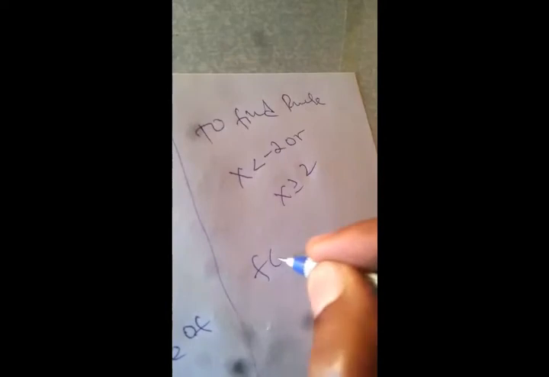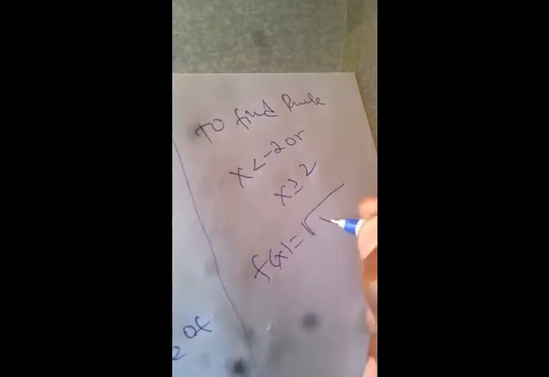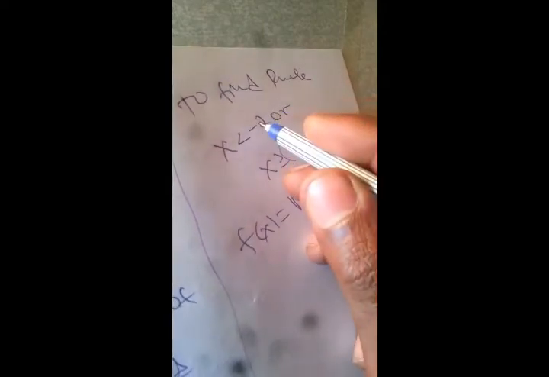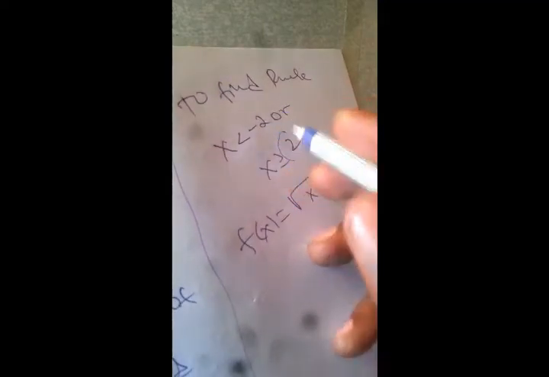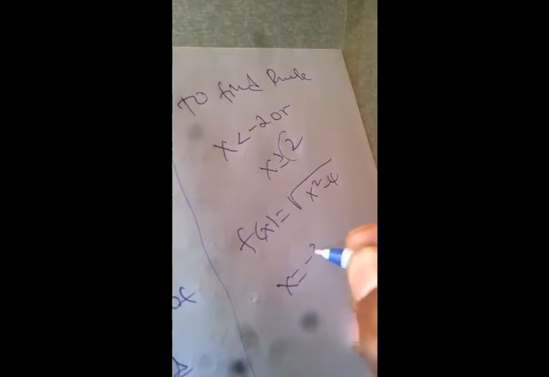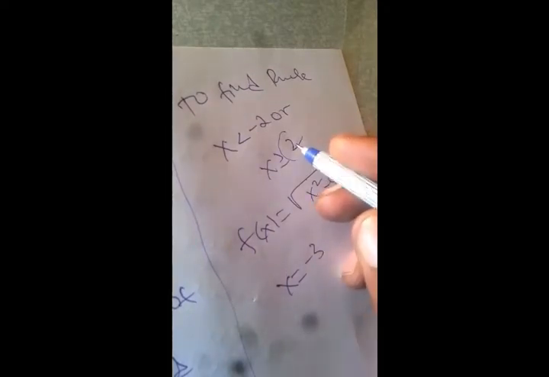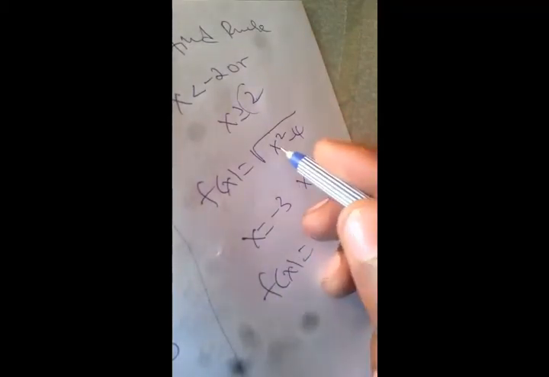Therefore, our equation is f of x equals the square root of x squared minus 4. Let's take any number less than minus 2, x equals minus 3, and any number greater than 2, x equals 3. Therefore, f of x will be the square root of, when negative 3 is squared, 9 minus 4. This is equal to the square root of what? 5.